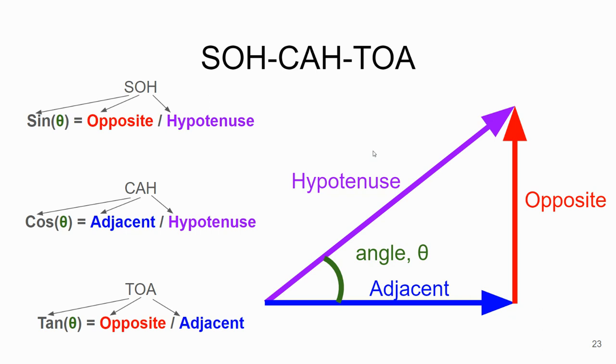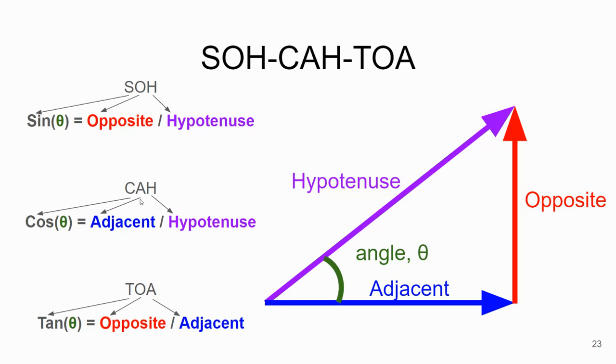So SOHCAHTOA. Don't think of SOHCAHTOA as one big word. Think of it as three little words. The first word is SOH. The way this little mnemonic device works is the first of the three letters tells you which trig function you're going to use. So the S tells you that you're going to use sine of theta. The middle letter goes on top, and it gets divided by the end letter. So SOH means sine theta equals opposite divided by hypotenuse.